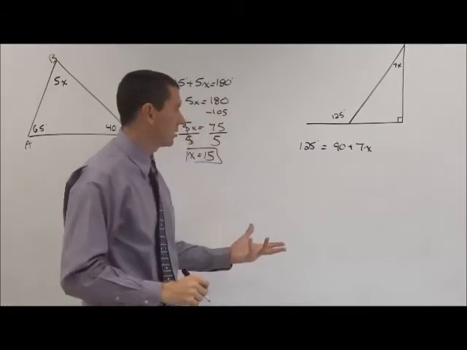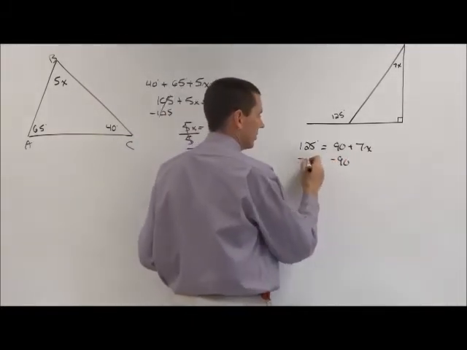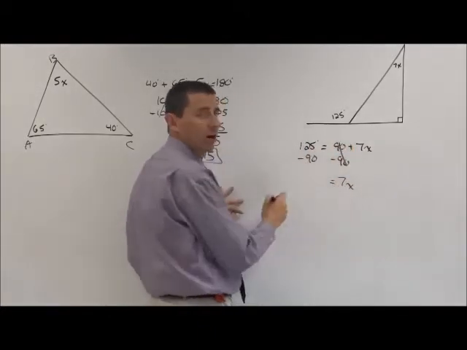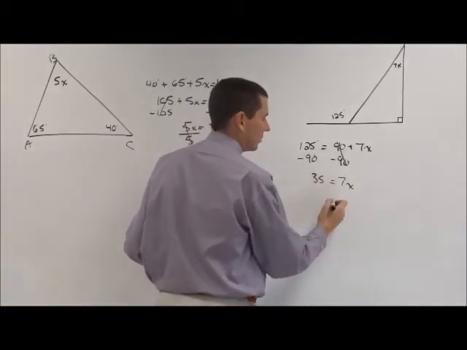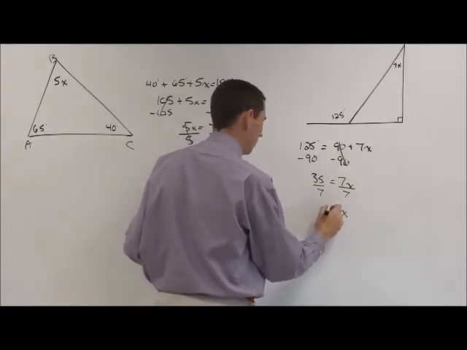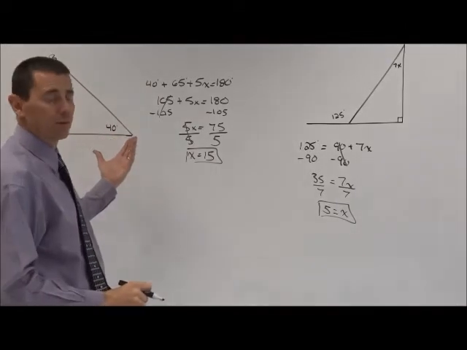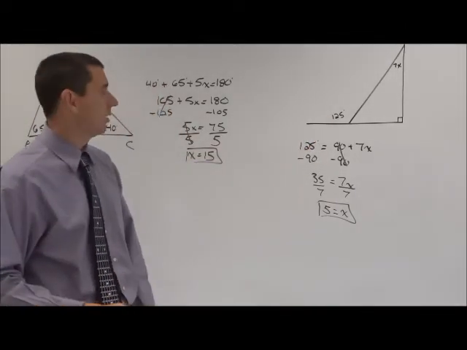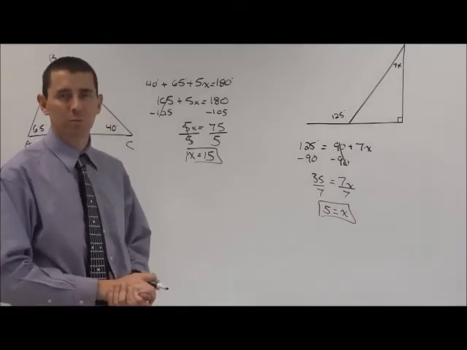And we're solving this for x again. So again, get the variable by itself, subtract 90 from both sides. That cancels. We're left with 7x. 125 minus 90 leaves us with 35. Divide both sides by 7. And we get x equal to 5. So there's an example of sum of the interior angles, an example of the exterior angle theorem. Next we're going to take a look at, I believe, some relationships with angles in polygons.